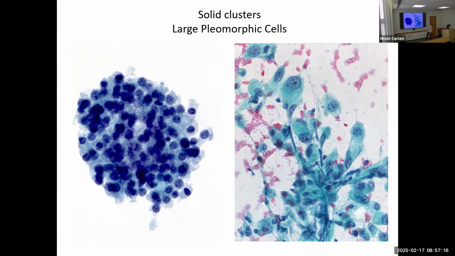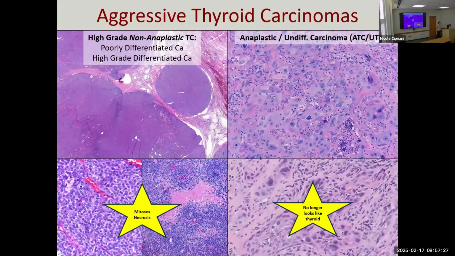Next, what happens if you have something on your biopsy that's wacky, weirdly pleomorphic, maybe there's some grungy necrosis or mitotic activity? Now we're dealing with, oh my gosh, could this be a high-grade malignancy? So now we're moving into the aggressive thyroid cancers that are the high-grade non-anaplastic, which are the poorly diff and the high-grade diff, or the anaplastic. Basically, anaplastic doesn't look like thyroid anymore. You look at it, you're like, I don't know. Looks like sarcoma, looks like squamous cell carcinoma, versus the high-grade still looks like thyroid, but it has necrosis and mitoses.